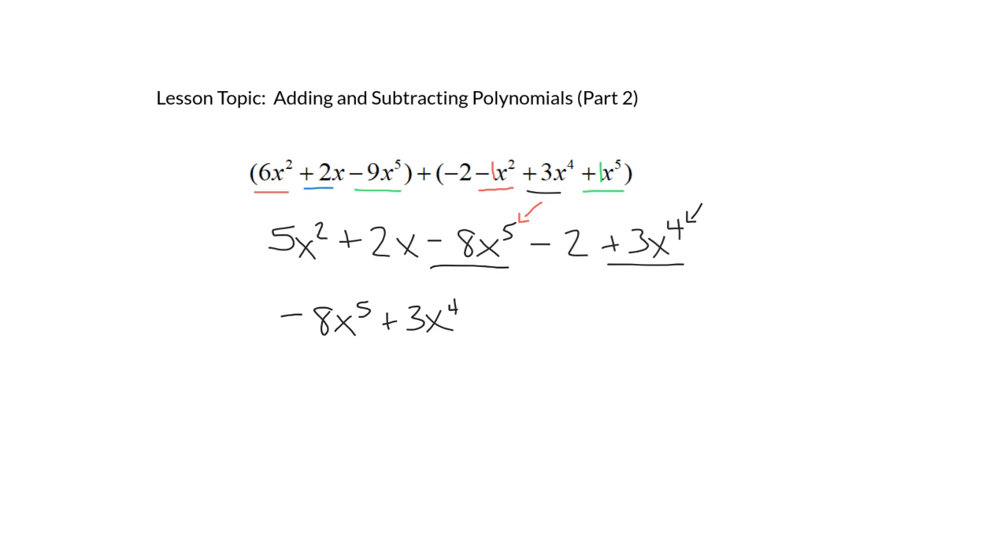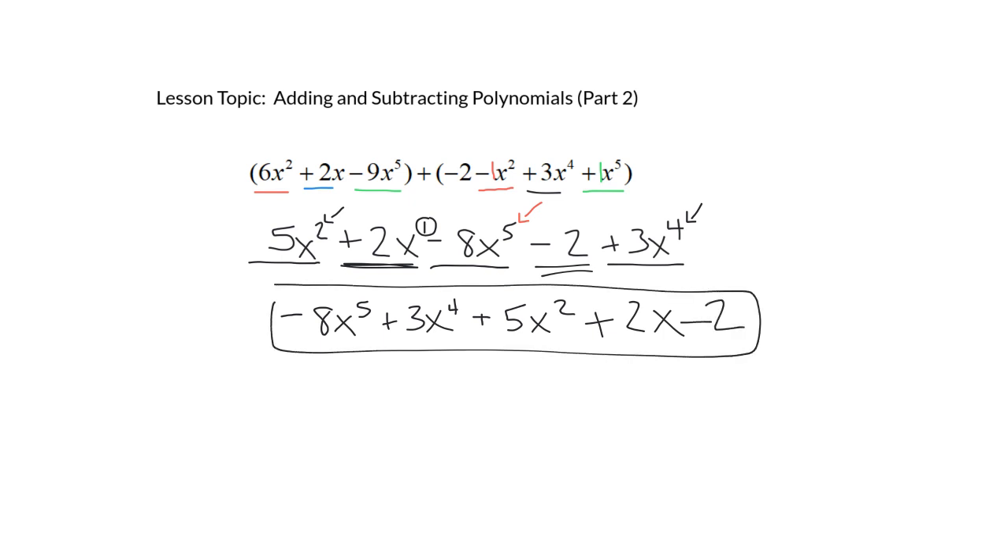Then we have over here a power of 2. So we've got a positive 5x squared, so plus 5x squared. We have a term with just an x, so that's x to the first. Remember that? So we're just going to write plus 2x. And lastly, we have our constant, which will always go at the end. So this is our final answer right there. Notice that I have no more like terms. I didn't miss anything. They're all unlike terms, so they cannot be combined anymore at this point.